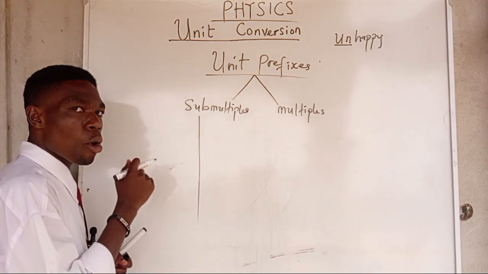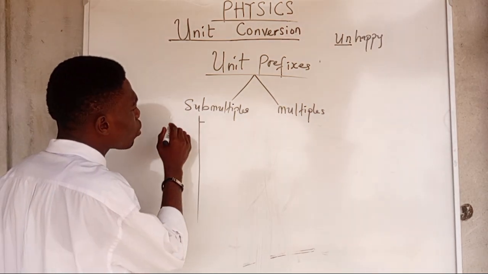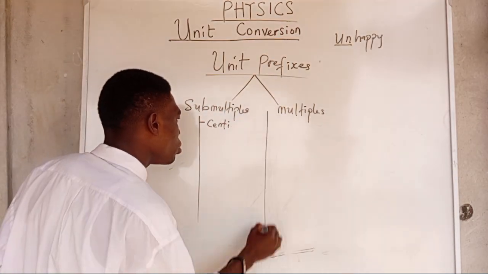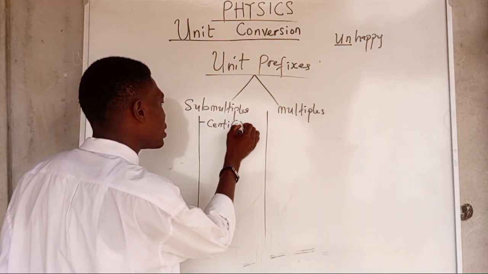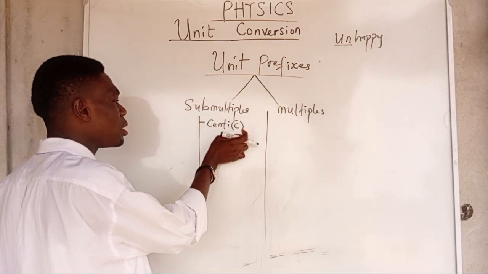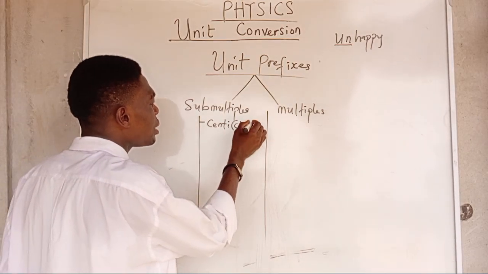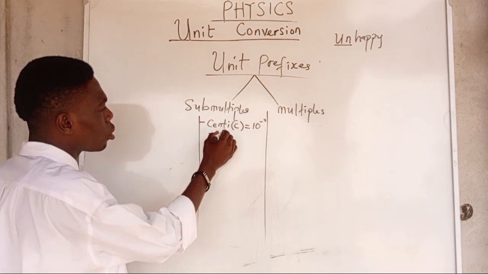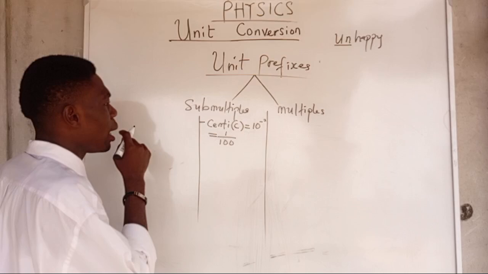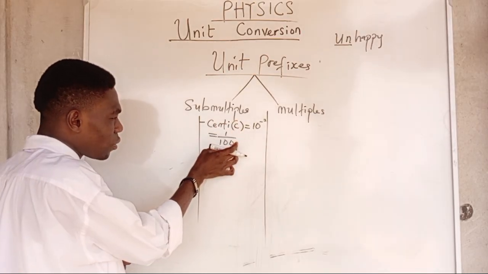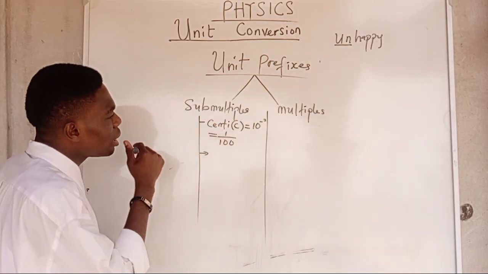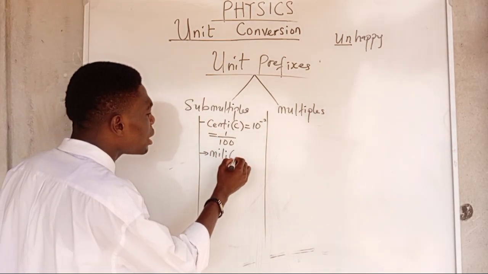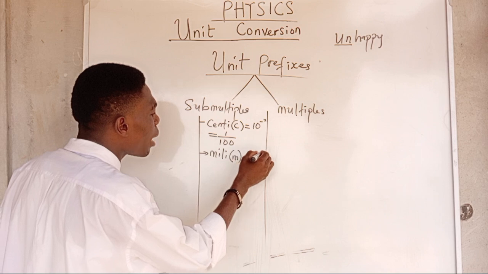So if you look at submultiples, the first one you start with is centi. Very common. Centi is denoted by the symbol small letter c. Are we together? We abbreviate it to give small letter c, and centi is equal to 10 raised to the power of minus 2. Bear in mind that 10 raised to the power of minus 2 is also equal to 1 over 100. And so centi, that is the value of centi. Another one we have is milli. Is what? Milli. Yeah, milli is denoted by small letter m and is equal to 10 to the power of minus 3.